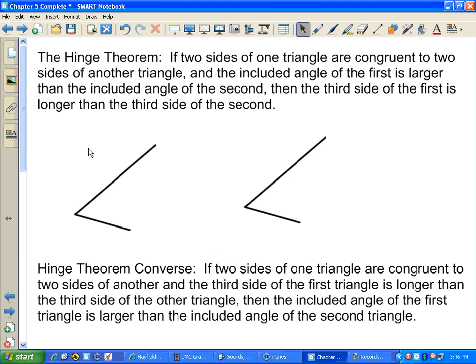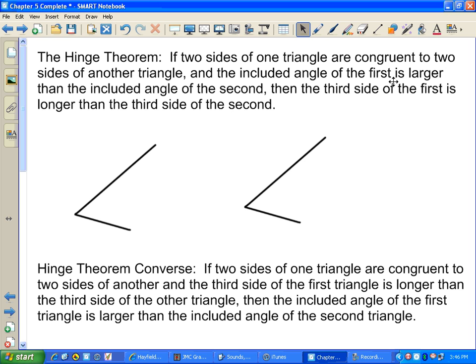We're going to look at another inequality that happens when we're dealing with triangles, and this one actually applies when we have two triangles. It's called the Hinge Theorem, and we call it that because it's basically talking about a situation where we have a hinge. So if you can imagine, I've got two doors here, okay?